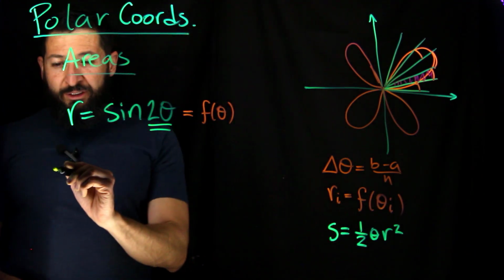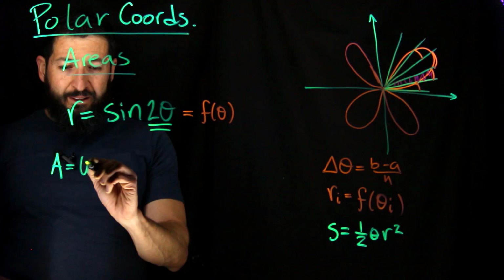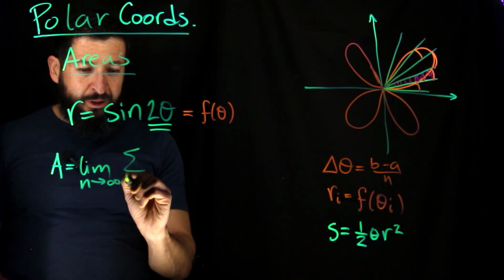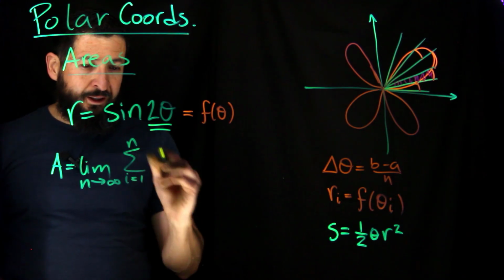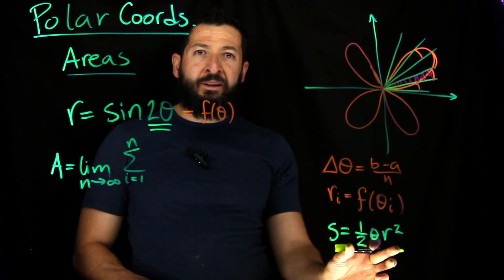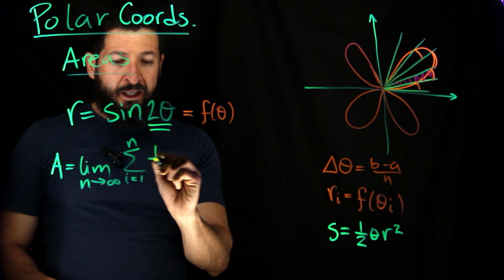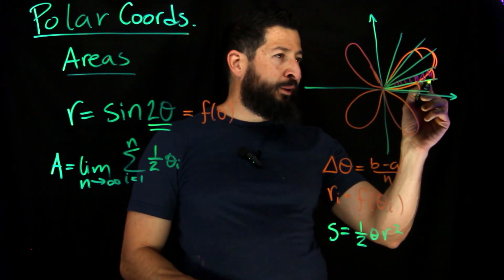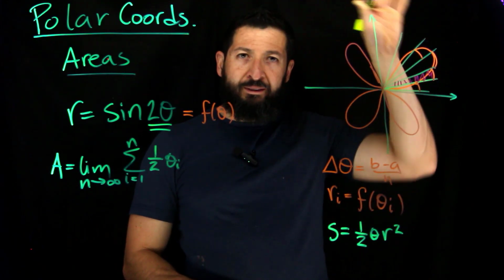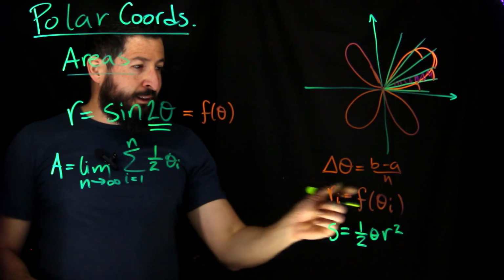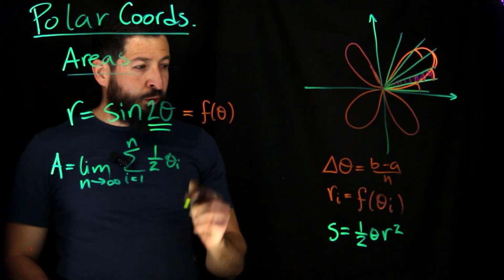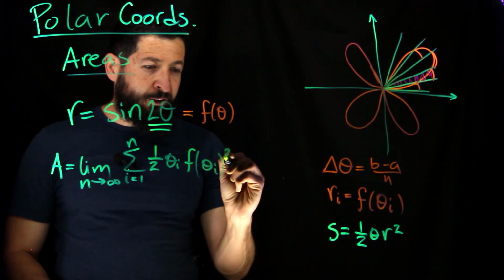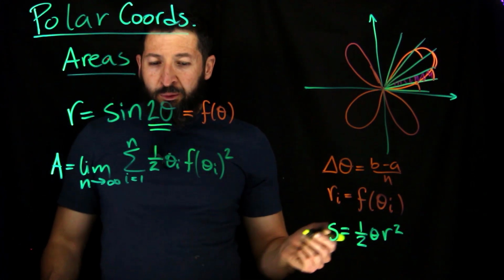All right, so as we had mentioned, A is going to be the limit as n goes to infinity of the sum from i equals 1 to n of the area of each one of these sectors, which is going to be 1/2 of theta i, because for each theta, I want to be doing theta 1, theta 2, theta 3 until I do my n. And then the radius squared is going to be the function evaluated at theta i, the whole thing squared.